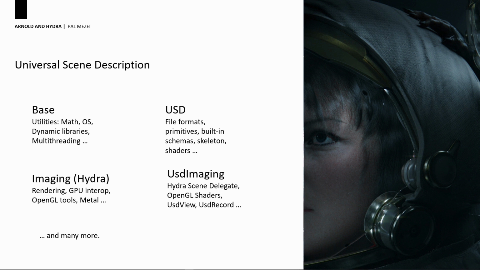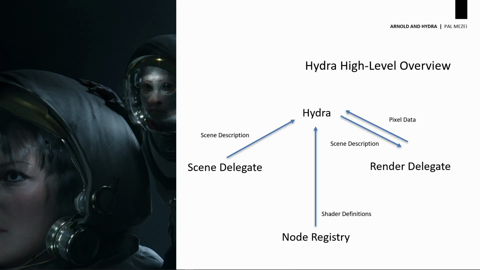Next is Hydra, which focuses on rendering and offers a base set of OpenGL, Metal, and other GPU interrupt functions. We also have USD Imaging, which builds on Hydra and gives us a Hydra scene delegate, OpenGL shaders, USD View, USD Record, and many others. Today I'm focusing on Hydra. Hydra is a library that connects a scene delegate to a render delegate and produces images. It uses this scene delegate to generate a scene description for rendering.